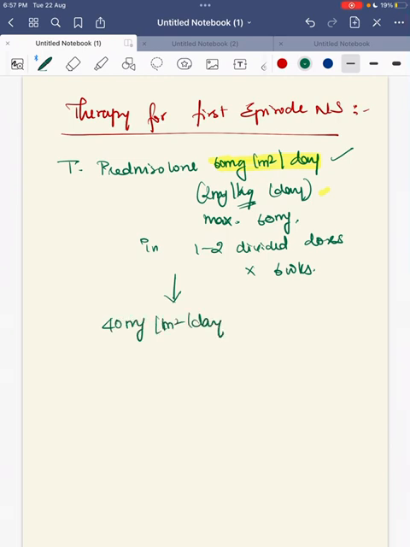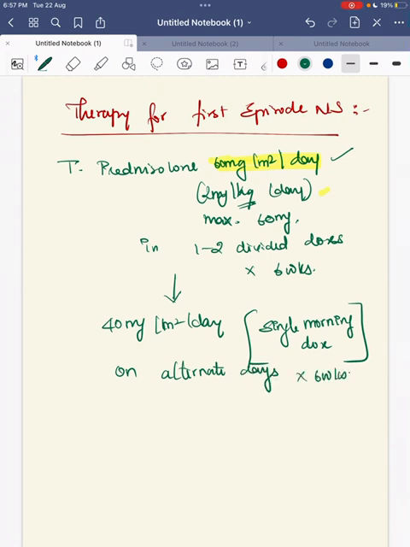Then it is 40 mg per meter square per day, as a single morning dose, on alternate days. This is also for 6 weeks. So everything you give for 6 weeks, not 4 weeks or 4 to 6 weeks or less than 4 weeks. Everything is 6 weeks. It is 60 mg per meter square per day for 6 weeks, then 40 mg per meter square per day on alternate days for 6 weeks. This is the therapy for the first episode of nephrotic syndrome.